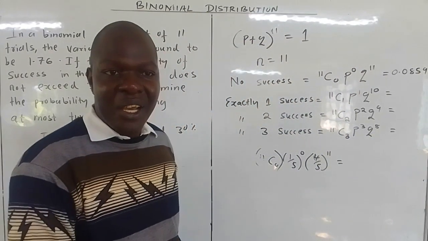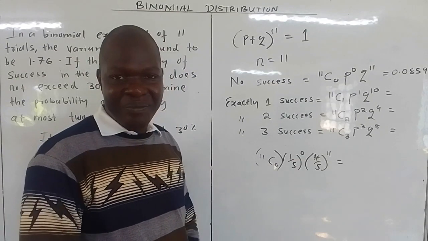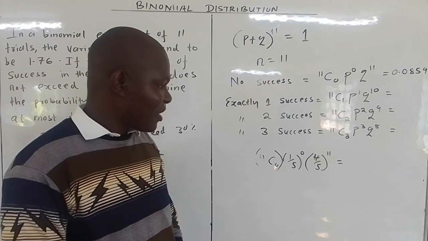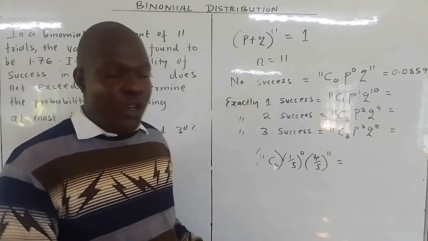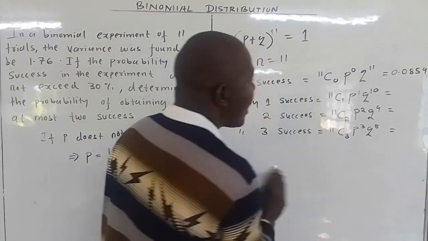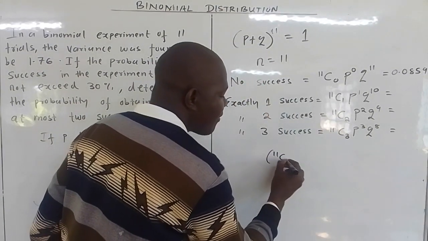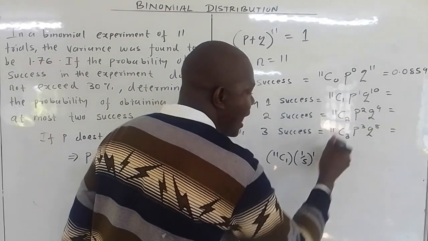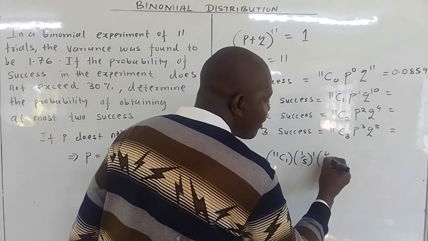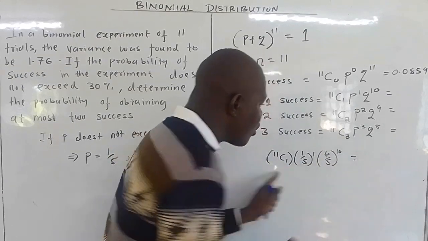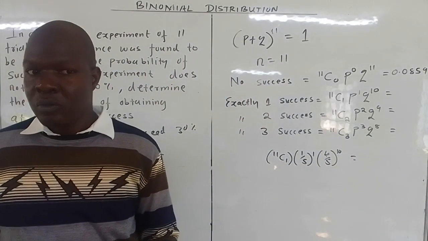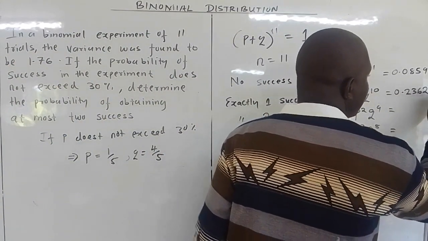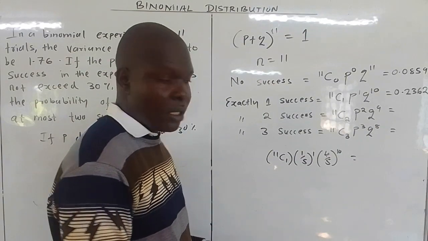See the next one, you only come and substitute this, isn't it? Are we together? Yes. Good. So what do you have? The next one you have in bracket 11 combination 1, close the bracket, open the next bracket, P is 1 over 5 to power 1, close, open bracket, 4 over 5 to power 10. What do you get? 0.236. Are we together? Yes.